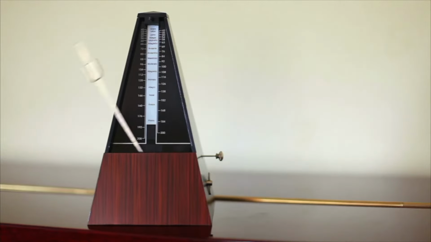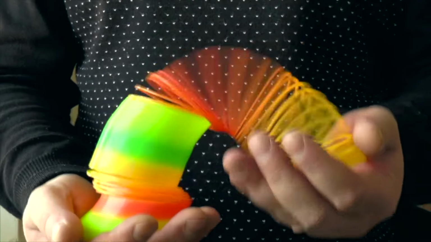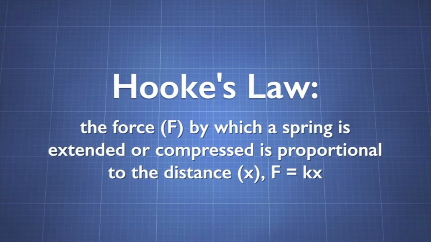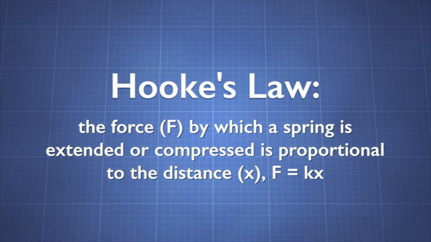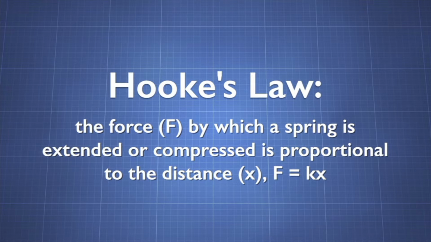The stored energy is potential energy. Clock designers and other engineers need to know how much energy is stored in a spring. Simple harmonic systems obey Hooke's law. This law states that the force F, by which a spring is extended or compressed, is proportional to the distance x. The constant K depends on the stiffness of the spring, which in turn depends on the material from which it is made.